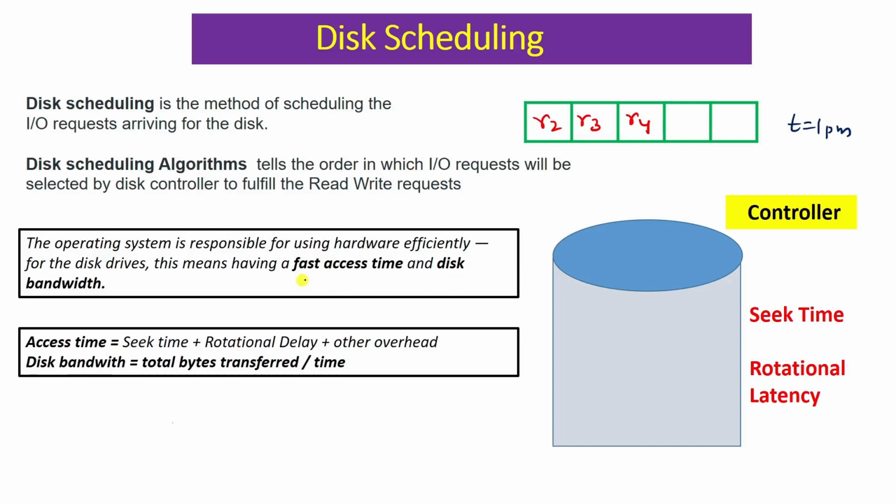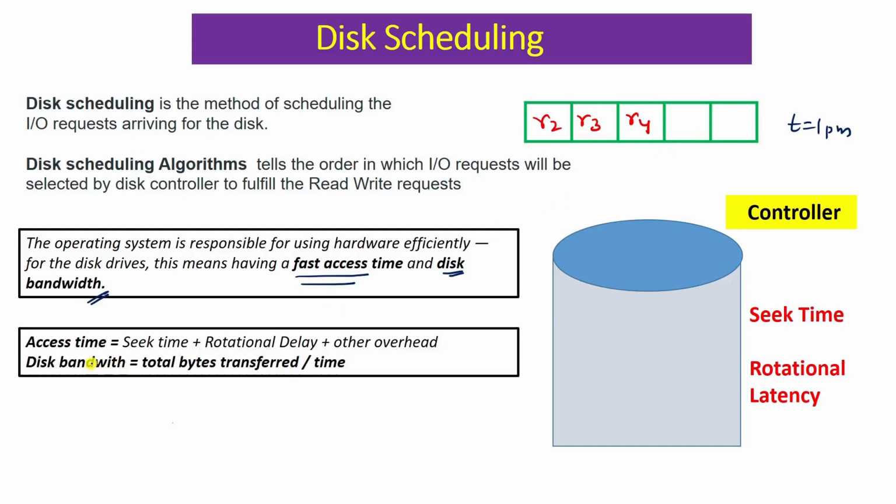Okay, we want these things on a priority basis. Priority basis means we want fast access time and we want good bandwidth. So what is access time? When a request comes, after how much time that request is fulfilled, after how much time the actual data is transferred back to the operating system. That will give us the total access time.